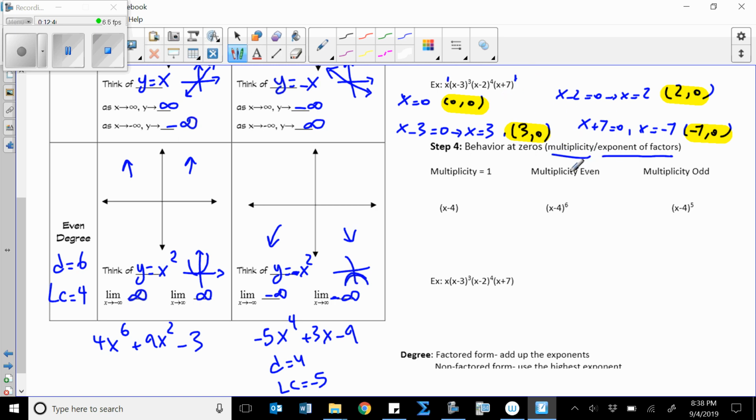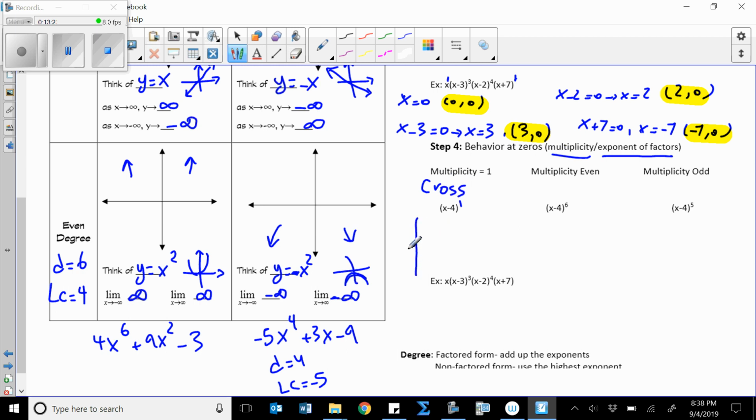Now what do I do with these multiplicities that we just figured out? Here's what we're gonna do with them. Here is how we are gonna use them to figure out the behavior of the polynomial at zeros. So if the multiplicity of a factor or a zero is 1, meaning the exponent of that factor is 1, this means my graph is just going to cross that point.